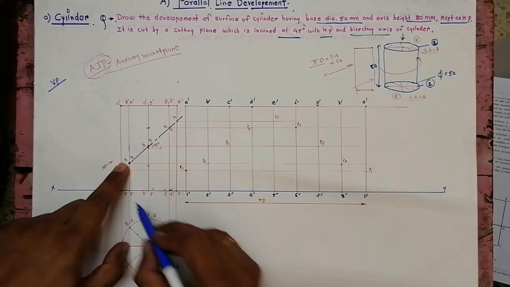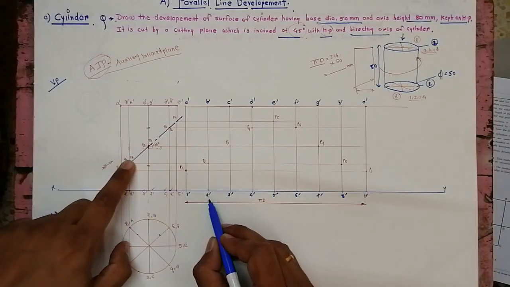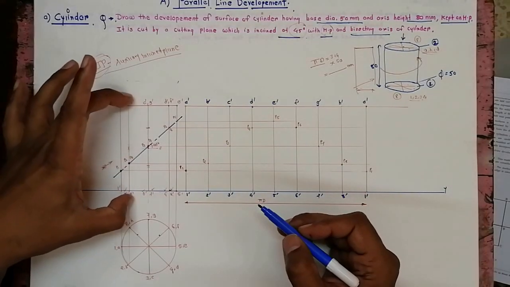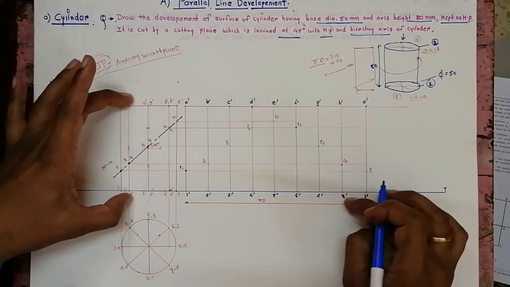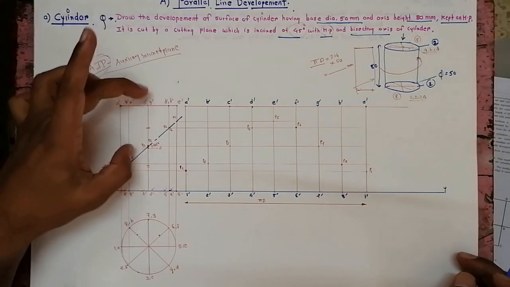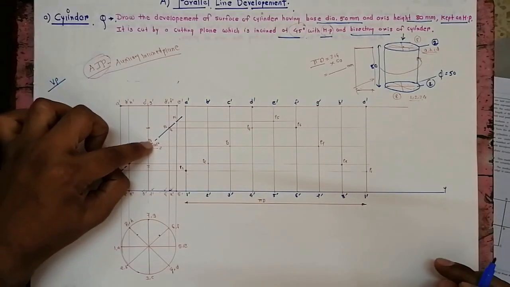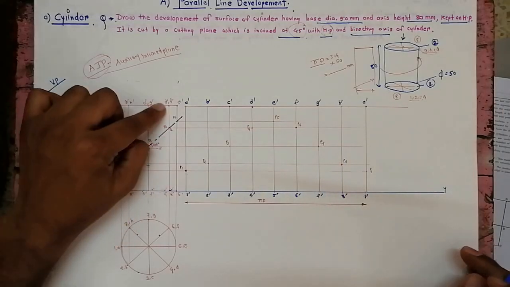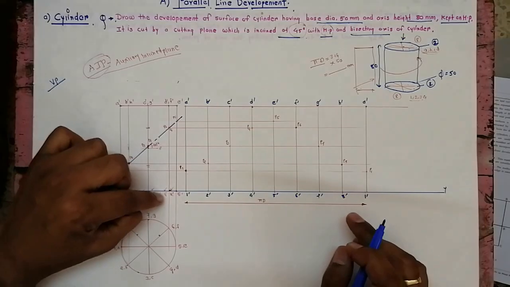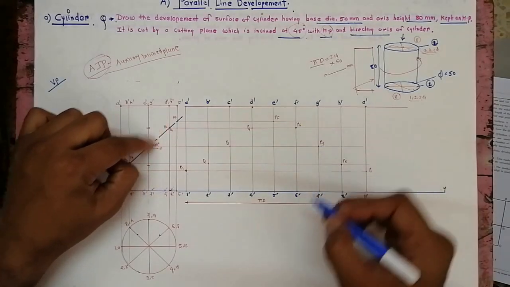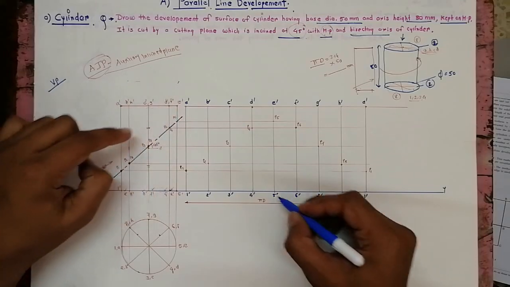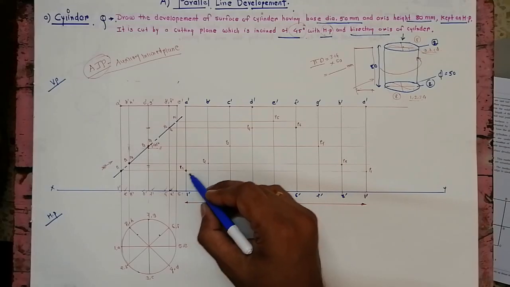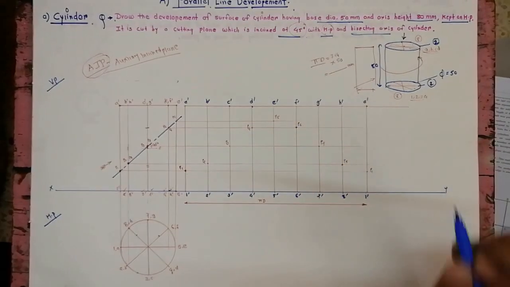P2 is on 2 dash and B dash. P8 is on 8 dash and H dash. P3 is on 3 dash and C dash, and P7 is on 7 dash and G dash, so P7 is here. P4 is on 4 dash and D dash, P6 is on 6 dash and F dash, and P5 is on 5 dash and E dash. Now we have got the points: P1, P2, P3, P4, P5, P6, P7, P8 and back to P1.